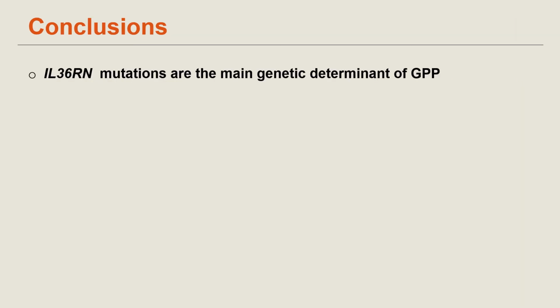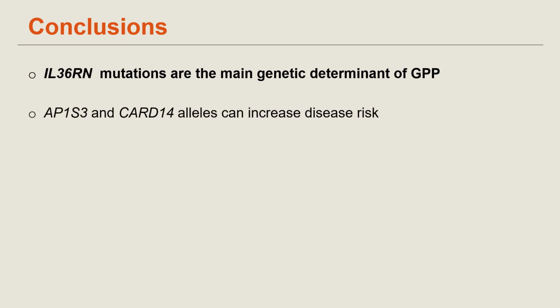So, in conclusion, IL-36RN mutations are and remain the main genetic determinant of the disease. Alleles in other genes like AP1S3 and CARD14 can increase the risk of the disease or can modify the effect of IL-36RN mutations. And IL-36RN mutations are found globally in all ethnic groups, whereas the AP1S3 allele we've only observed in European populations, and the association with CARD14 has only been observed in East Asian populations.